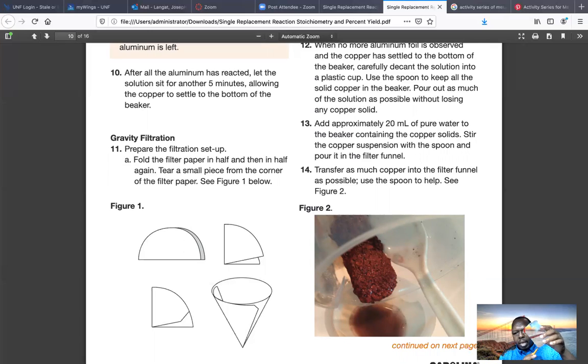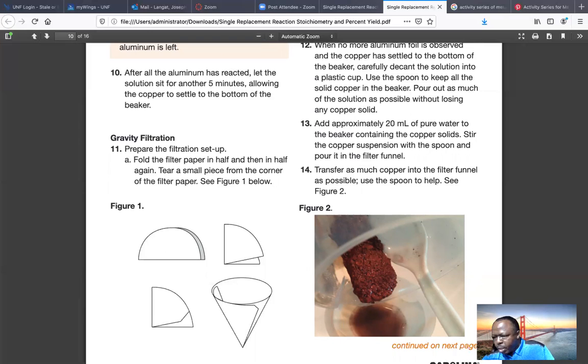Having this copper in there, you pour it slowly without transferring everything across. You want to dump the liquid part and have the copper in there. That's what you will need to filter using gravity filtration. I recommend that you use the graduated cylinder for gravity filtration.